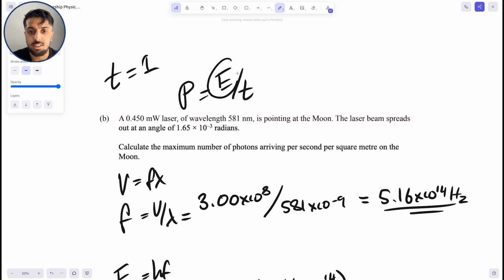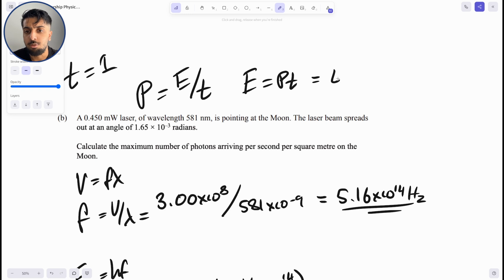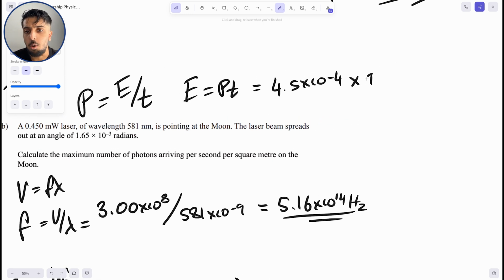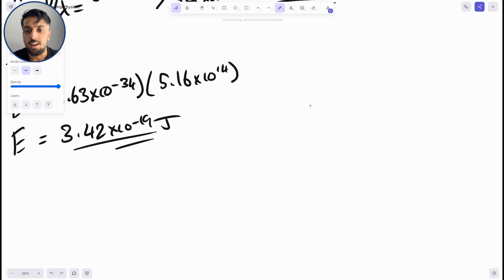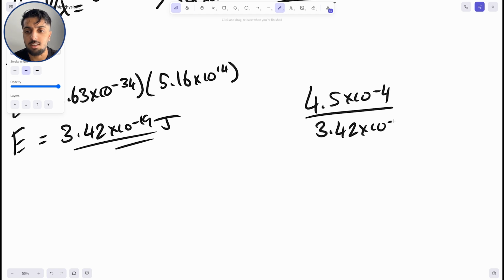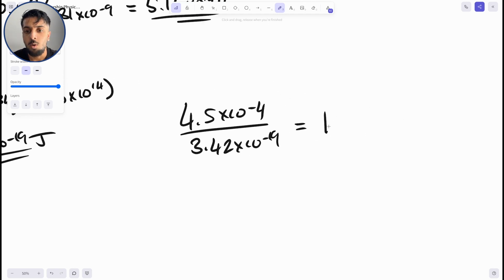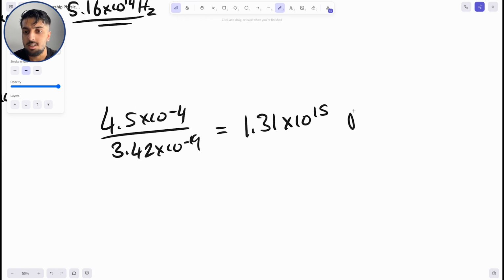And therefore, rearranging this equation for energy, we get E equals PT. So 4.5 times 10 to the negative 4 watts times our 1 second gives us an energy of 4.5 times 10 to the negative 4 joules. Now dividing 4.5 times 10 to the negative 4 over 3.42 times 10 to the negative 19, we get 1.31 times 10 to the 15. And this is the amount of photons per second.